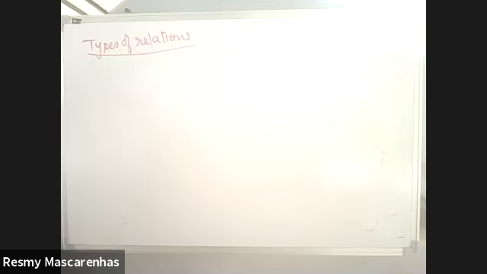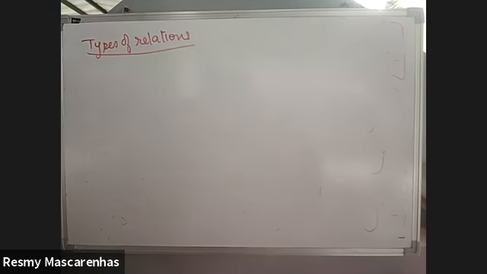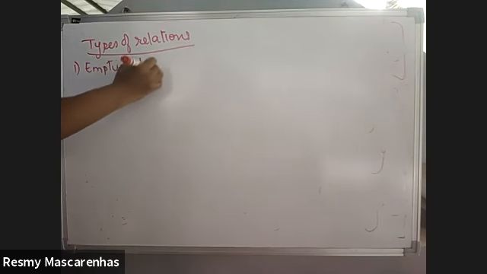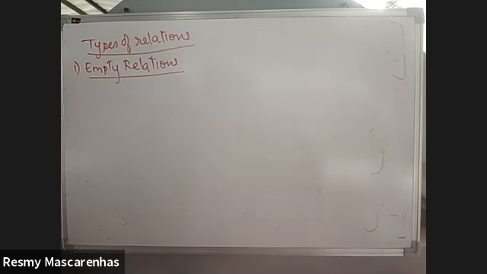Next one is types of relations. First one is an empty relation. As per the name itself, there is no element of A which is related to any other element of A. In short, I will just give one example.